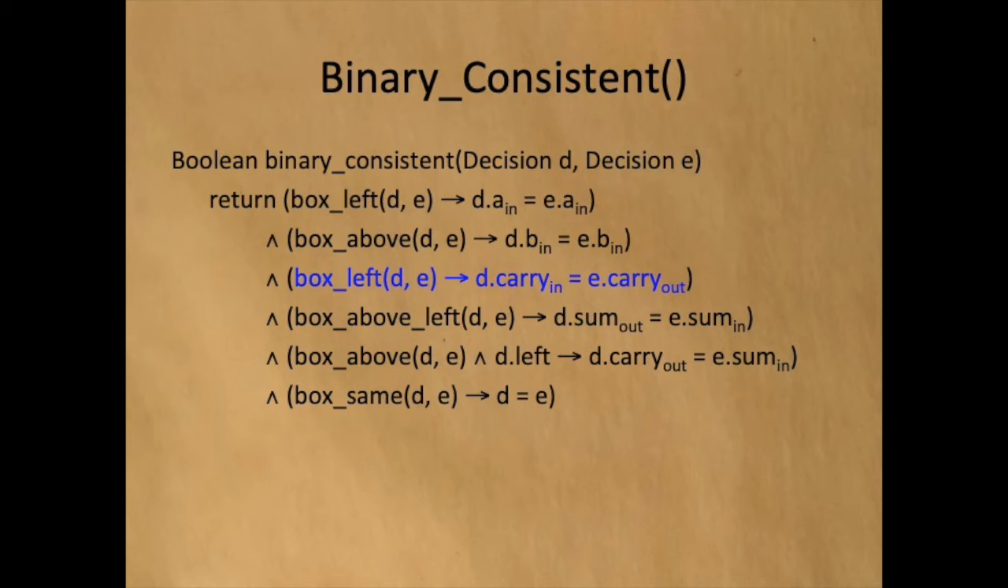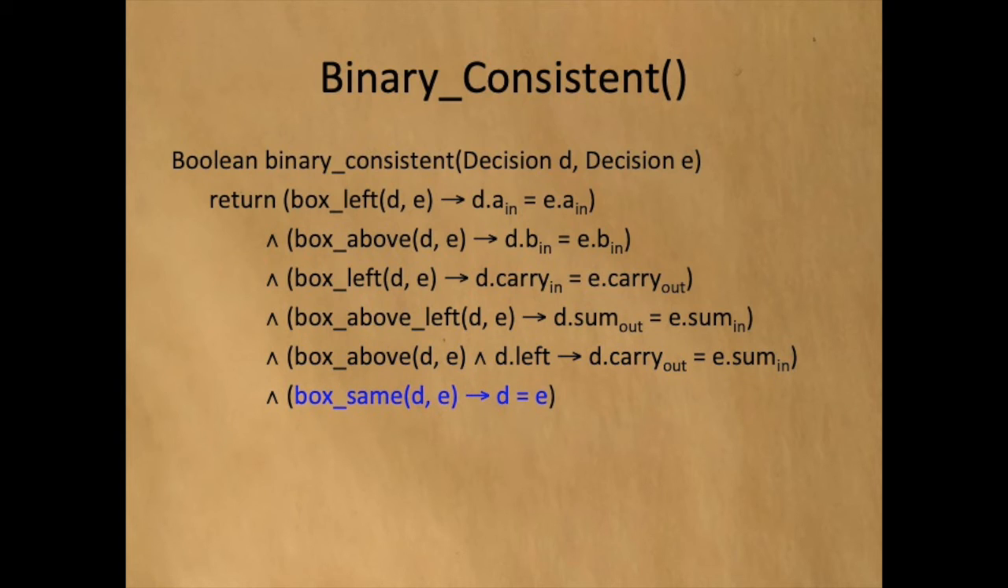The third check ensures that carry-in is consistent with carry-out in adjacent cells. If D is to the left of E, then D.carry-in must equal E.carry-out. The fourth constraint ensures that the SUMOUTs are consistent with the SUMINs. If D is above to the left of E, then D.SUMOUT must equal E.SUMIN. The fifth constraint ensures that the carry-out of the left column goes to the SUMIN of the box below. If D is above E and D is on the left, then D.carry-out must equal E.SUMIN.